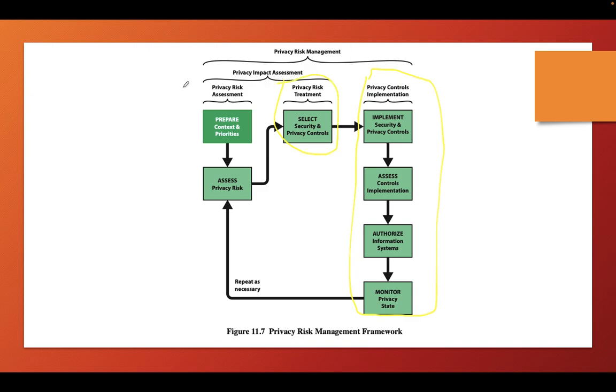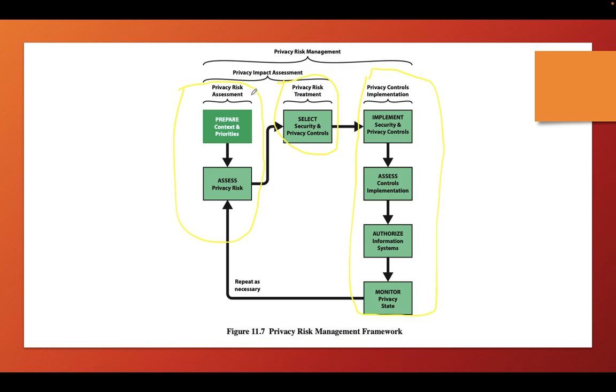Okay, so from here, the privacy risk assessment is this one. When you prepare the context and priority and you assess the privacy risk, this is called the privacy risk assessment. So the privacy impact assessment comprises the privacy risk assessment and privacy risk treatment. Both of them are called the privacy impact assessment.